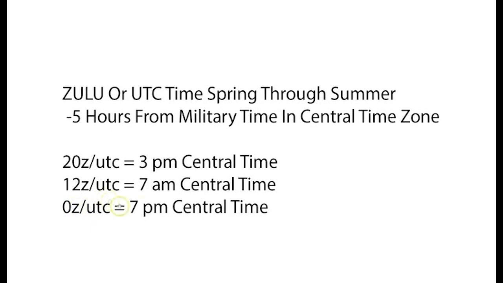0Z would be the same as 24, so 24 minus 5 is 19 military time, 7 p.m. So basically, when you see the times on charts, plots, and whatnot in Zulu or UTC, you've got to subtract 5 for the central time zone in the spring. In the winter, after the time changes, you subtract 6 then. But for most of the spring season, it's subtract 5 to figure out the time.